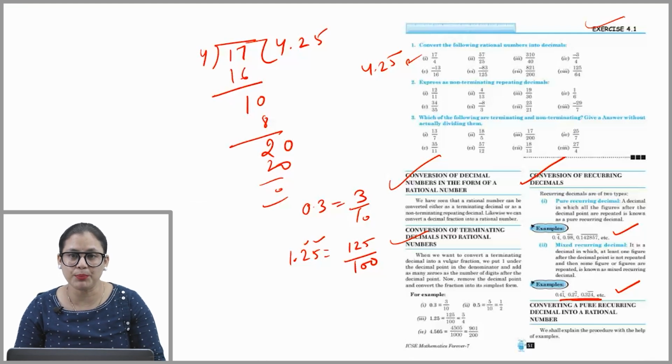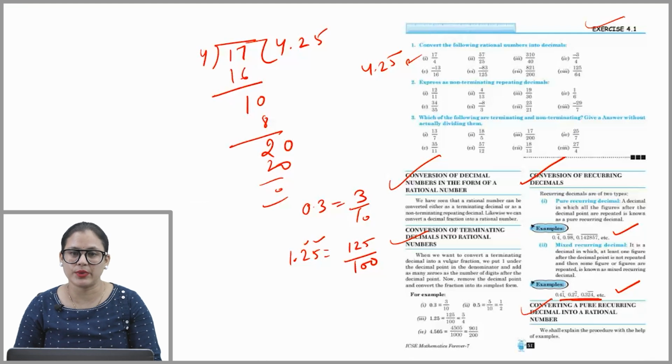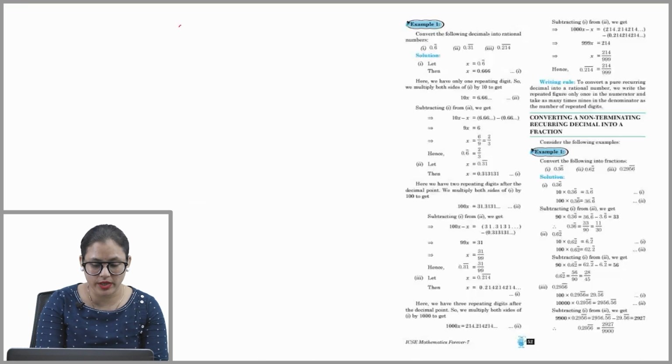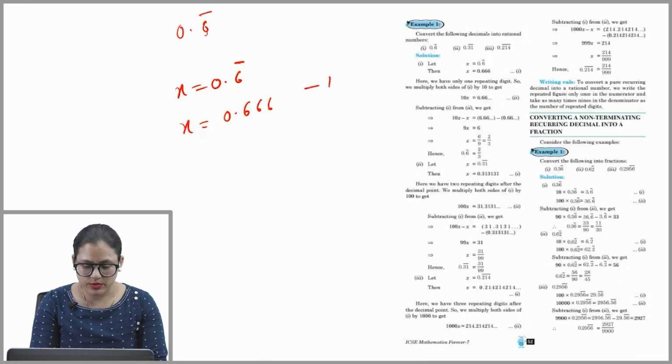Now converting a pure recurring decimal into a rational number. We shall explain the procedure with the help of examples. Convert the following decimals into rational numbers. 0.6 with a bar. So let x equal 0.6 bar. Then x is equal to 0.666. This is equation 1.